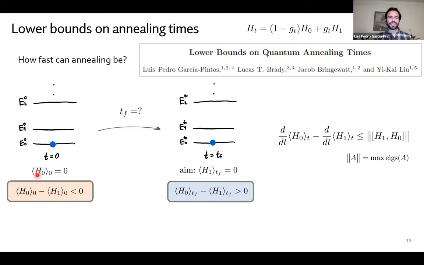Therefore, with respect to H1, you are excited. So this quantity is negative, right? This thing is greater than zero, and this is zero because that's our starting point. So this is negative. Our aim is to end up in the eigenstate, the minimum, the ground state of H1. So our aim is to have this be zero.